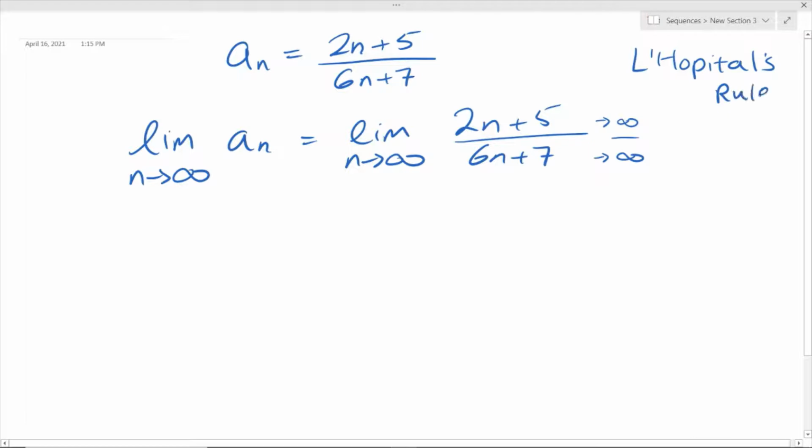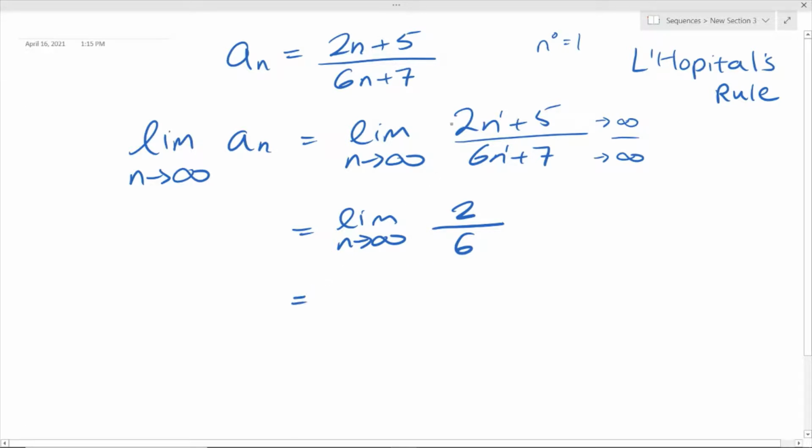rule. So using L'Hopital's rule, we differentiate the top and bottom. The derivative of 2n plus 5 is just going to be 2. The derivative of 6n plus 7 is going to be 6. We use the power rule for derivatives: this is n to the exponent of 1, we take the 1 down and subtract 1 from the exponent, which gives us n to the exponent of 0, which is equal to 1. So it's just going to be 2 over 6 here.